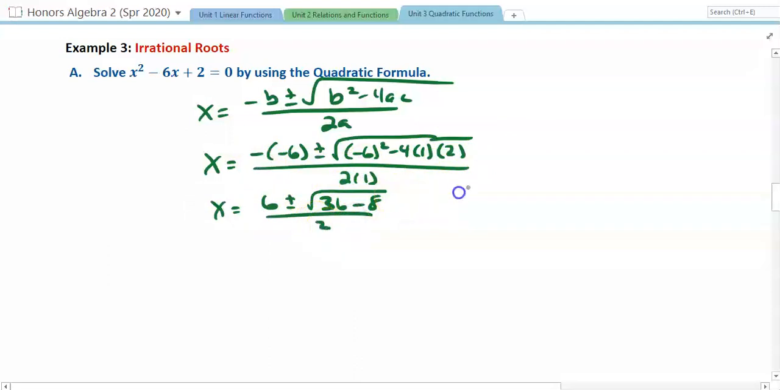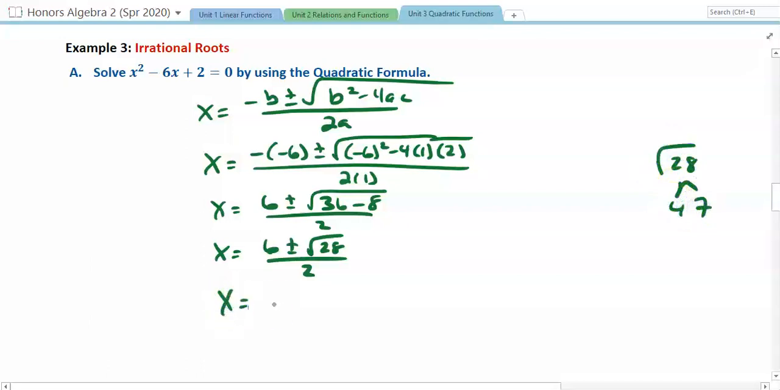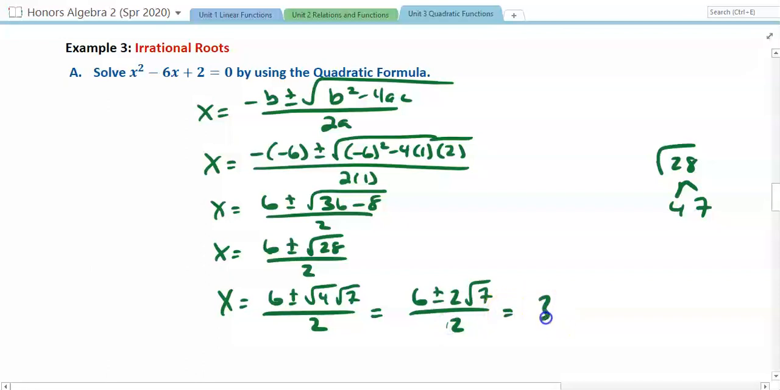And so 36 minus 8 is 28. So 6 plus or minus the square root of 28 all over 2. If this will simplify, we'll simplify it. The square root of 28 will break up to 4 and 7. And so x is equal to 6 plus or minus the square root of 4 times the square root of 7 all over 2. That's going to give us 6 plus or minus 2 root 7 all over 2. All of our numbers that are outside are divisible by 2, so we will divide this and get 3 plus or minus the square root of 7.